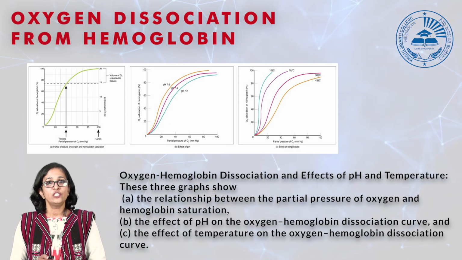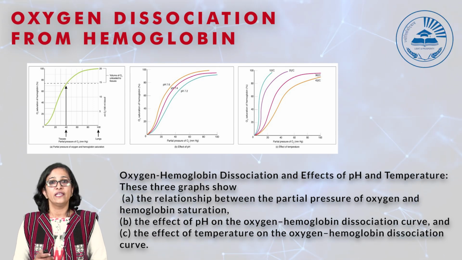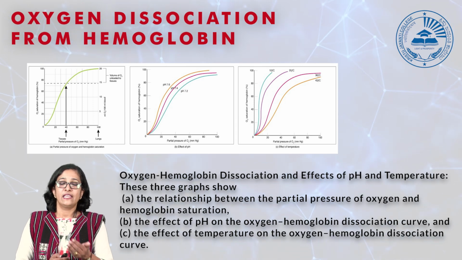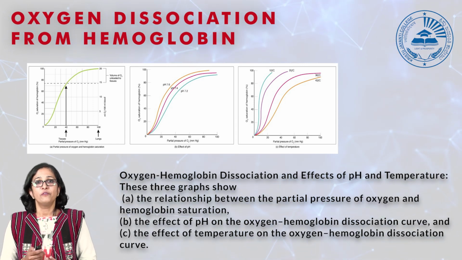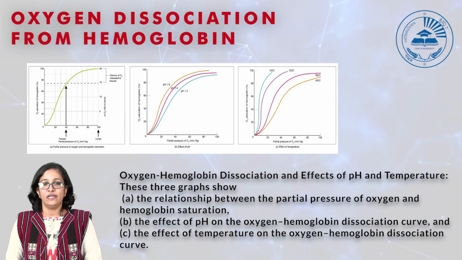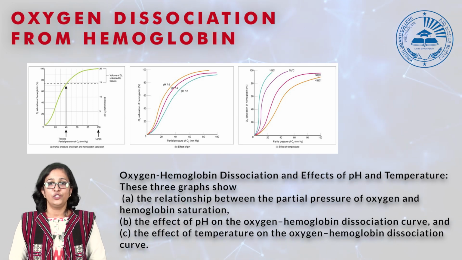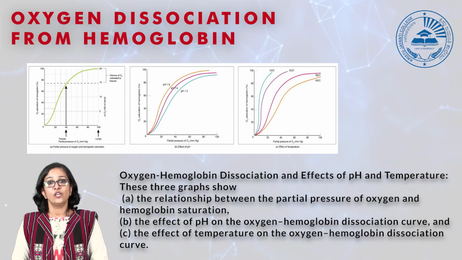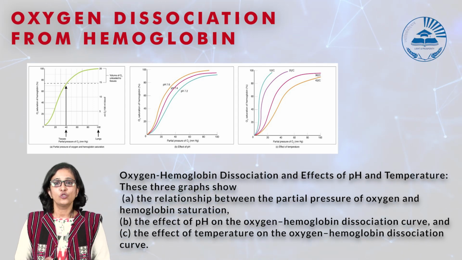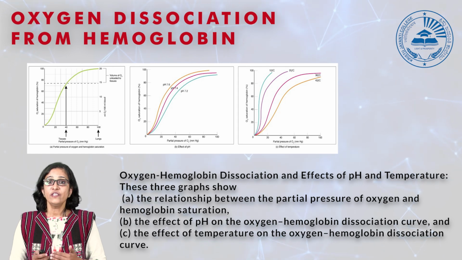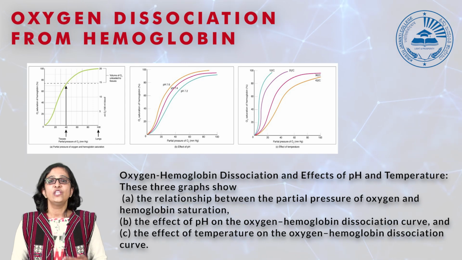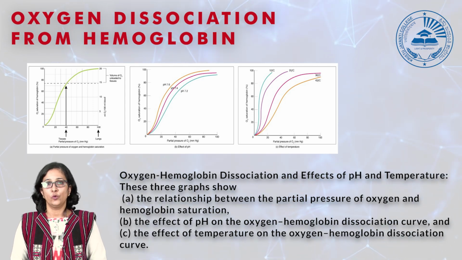The same is the case when the pH lowers by just 0.2, that is, pH 7.4 to pH 7.2. What happens is the opposite: the hemoglobin becomes very easily dissociable and the oxygen cannot be utilized properly. Coming to the third graph, which shows the effect of temperature on the oxygen-hemoglobin dissociation curve, it shows that at different temperatures the dissociation curve is moving towards the left. That means as the temperature decreases, it becomes difficult for the oxygen to dissociate from the hemoglobin molecule.